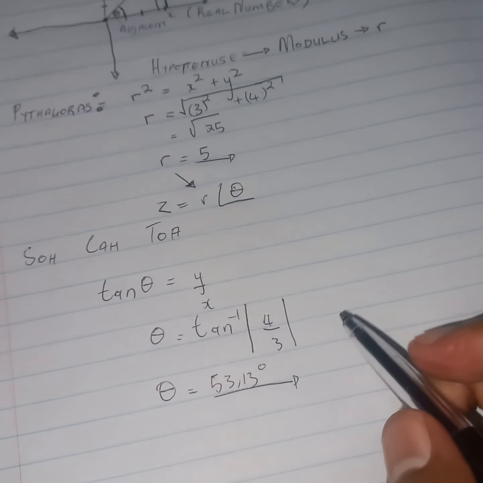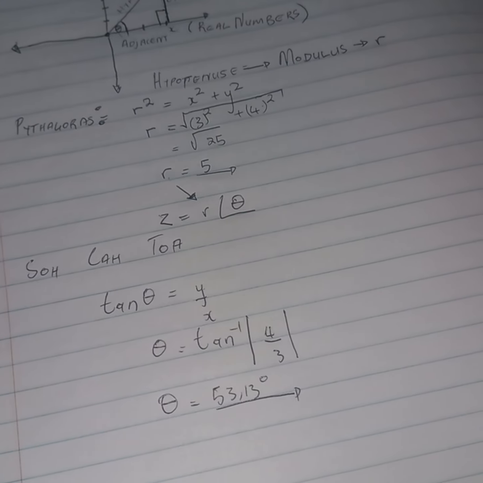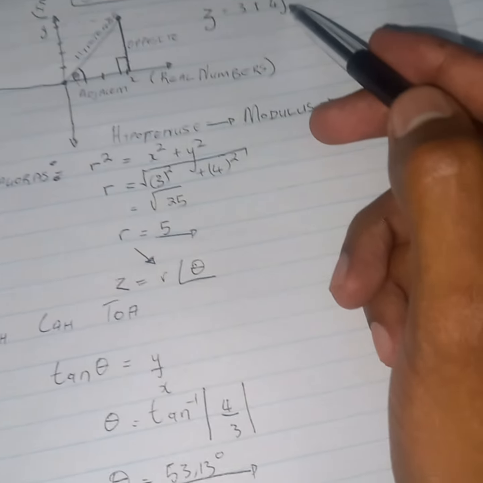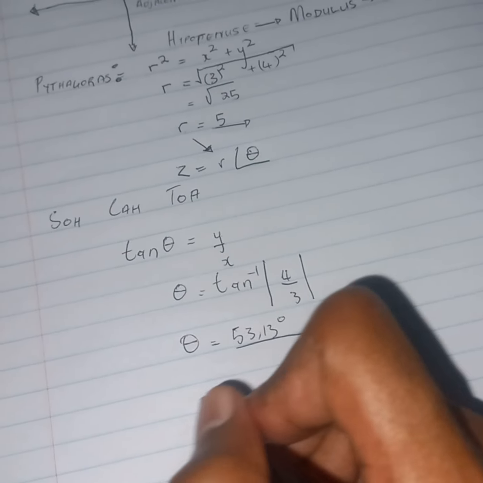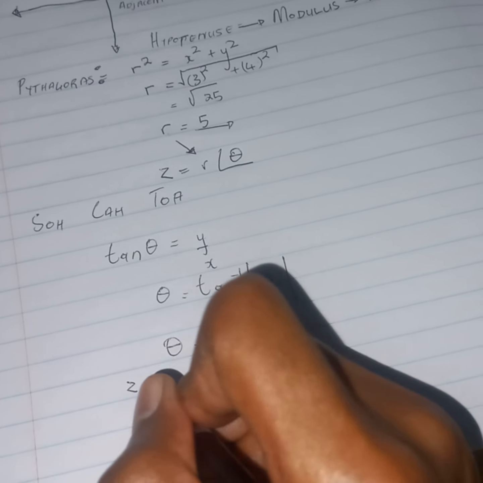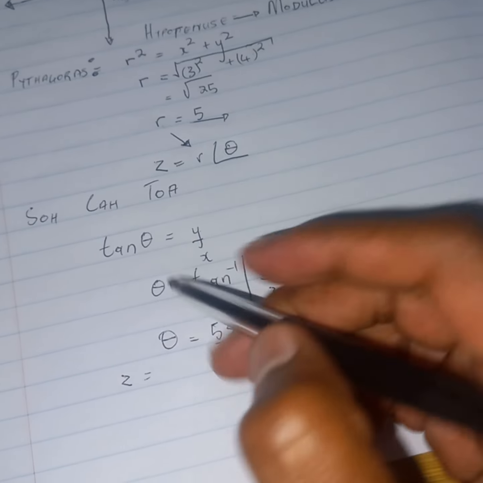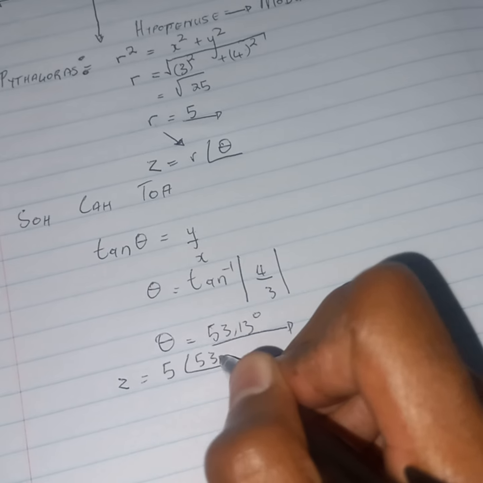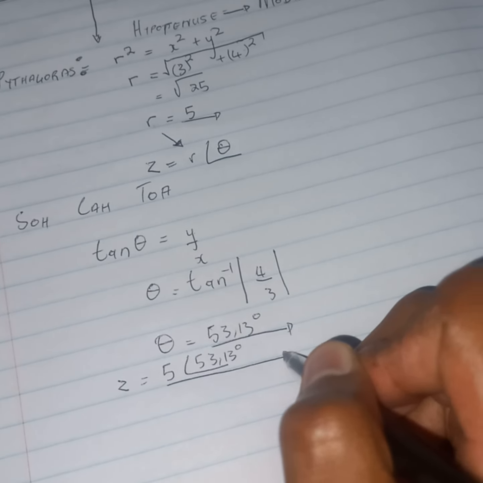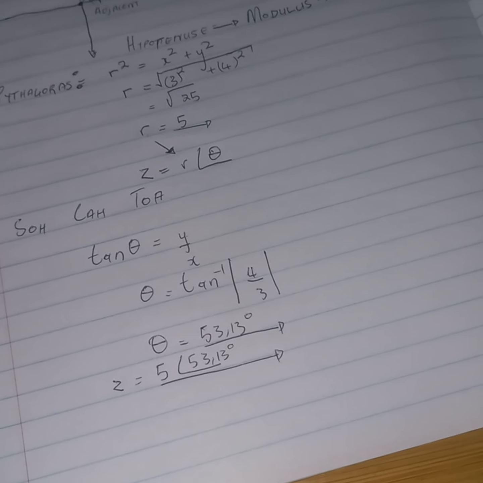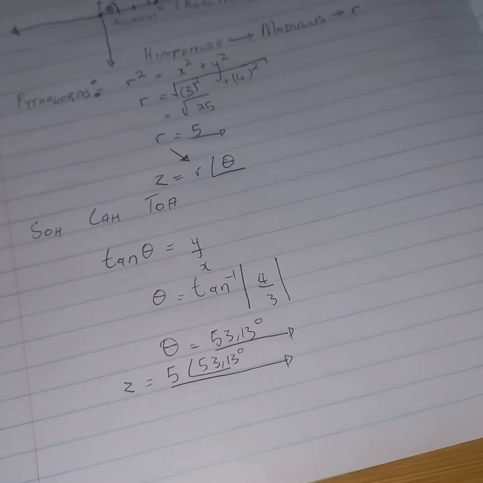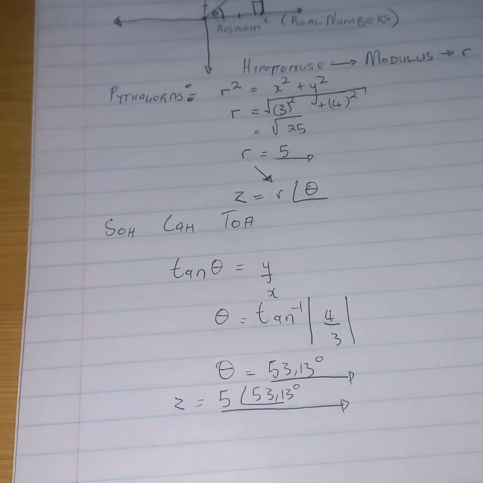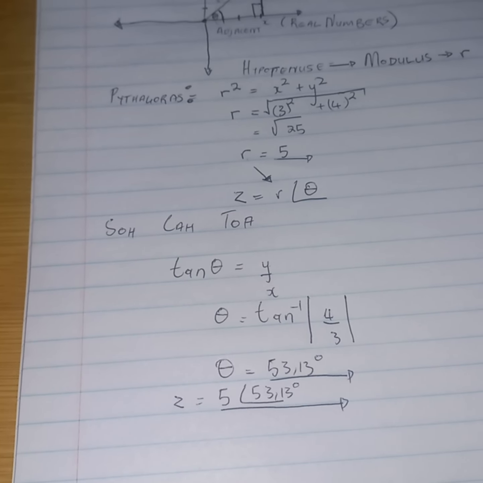Now you can say you've managed to convert a rectangular form, which was 3 plus 4j, to a polar form, which is now z. It's the same as what? r is 5, and then theta is going to be 53.13 degrees. This is now the polar form. But remember this is the longest way of doing things. You can just quickly punch it into your calculator and get a polar form.